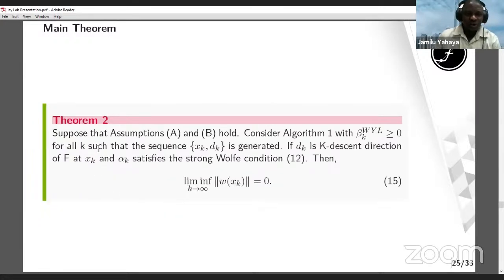This is the main theorem of this particular Wei-Yao-Liu conjugate gradient method for vector settings. Suppose that assumptions A and B hold, and consider Algorithm 1 with beta K of the Wei-Yao-Liu conjugate gradient method being positive for all K, such that the sequence x_k, d_k is generated. If d_k is a descent direction of F at x_k and alpha K satisfies the strong Wolfe condition 12, then we have the convergence. We proved this successfully without so much headache and without the sufficient descent condition, only with the assumption of a descent direction.